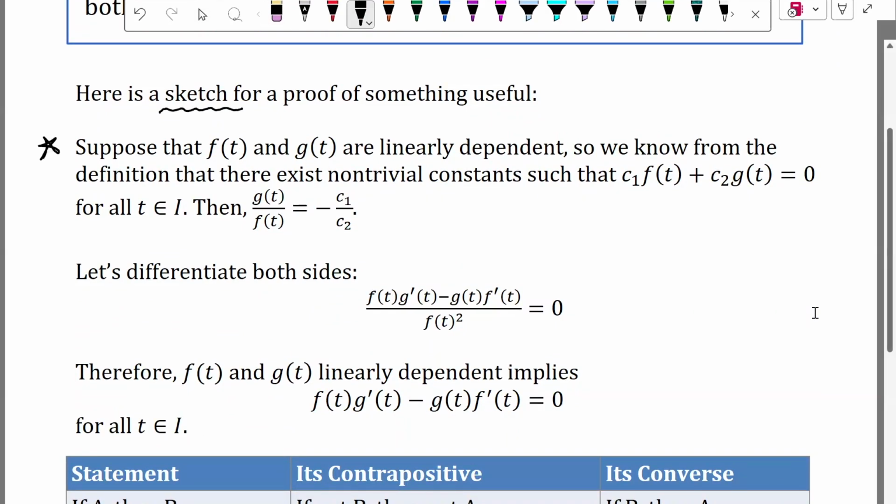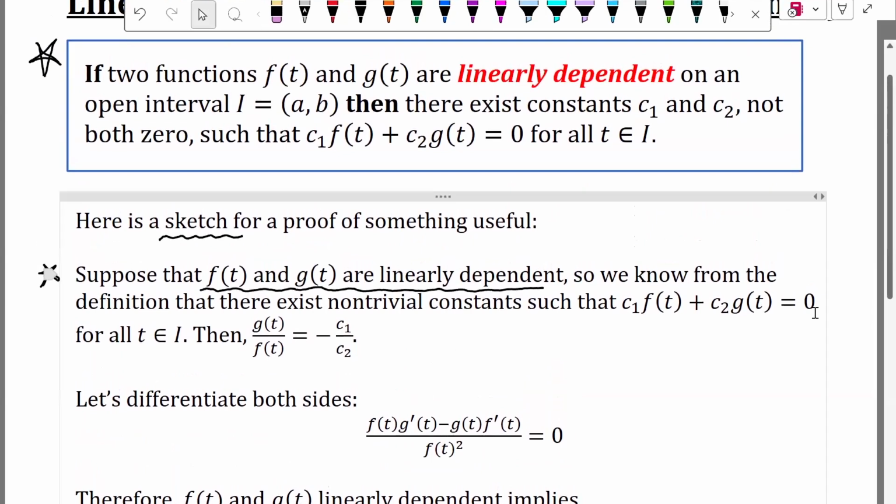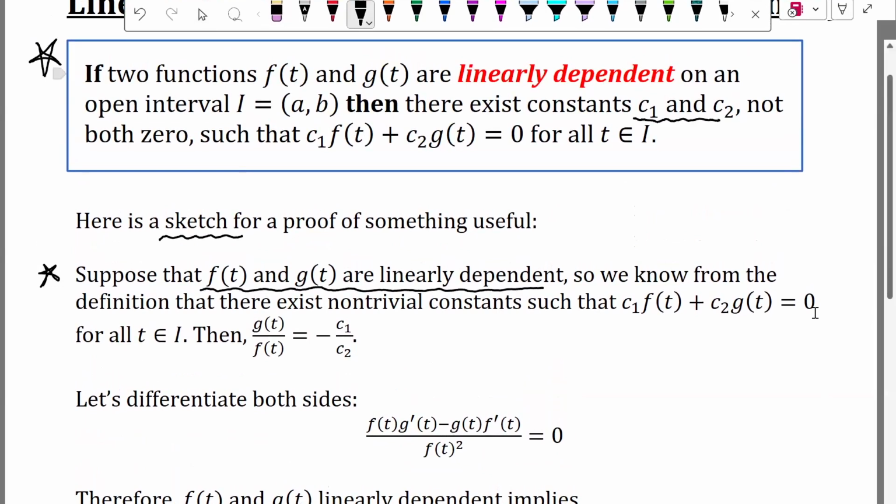Let's suppose that we are given two functions, f and g, that are linearly dependent. So we know from our definition, I'm just going to scroll up here, we know from our definition of linear dependence that on some interval, there have to exist two constants that are not both 0 that allow us to take a linear combination of those functions and sum them to 0.